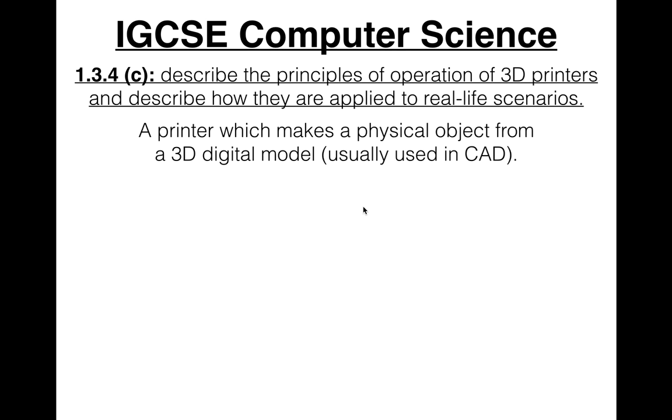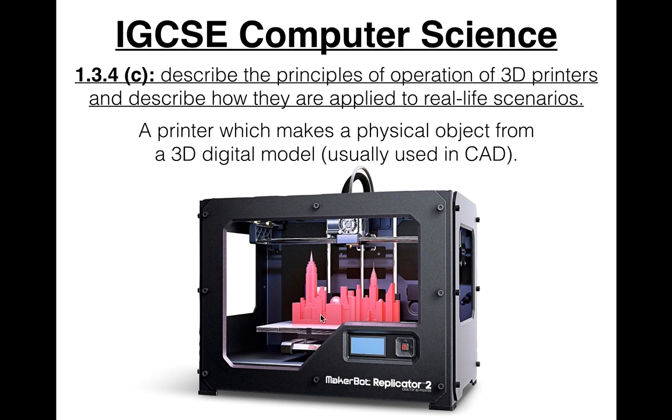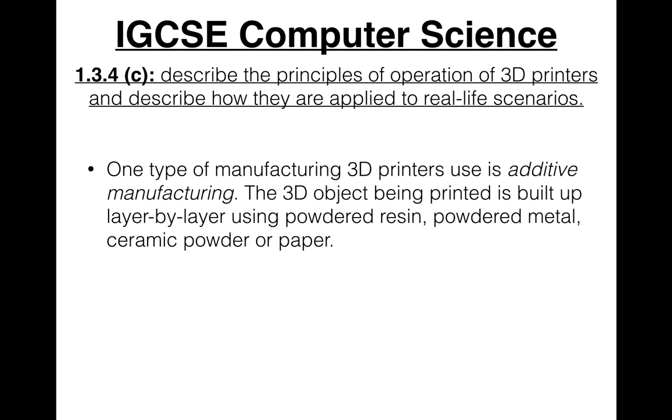A 3D printer kind of looks like this. So there's a little city there. Anyway, there are two types of manufacturing for 3D printers. One is additive manufacturing, where the 3D object being printed is built up layer by layer using powdered resin, powdered metal, ceramic powder, or paper. So, it's quite a lot of powder.